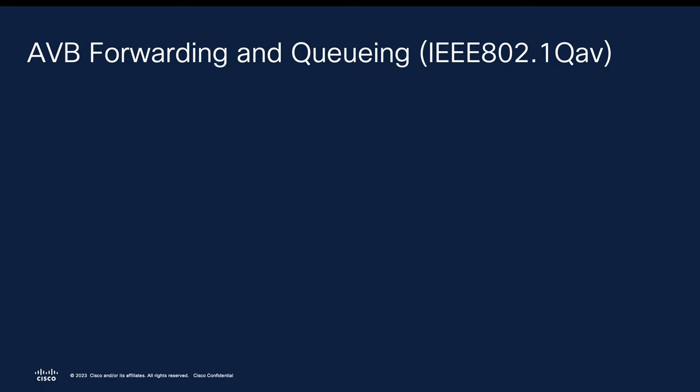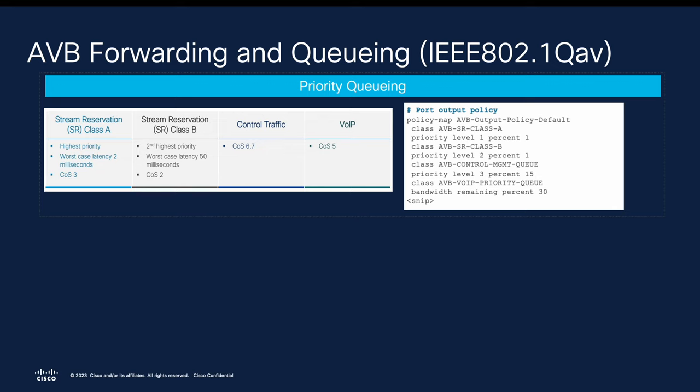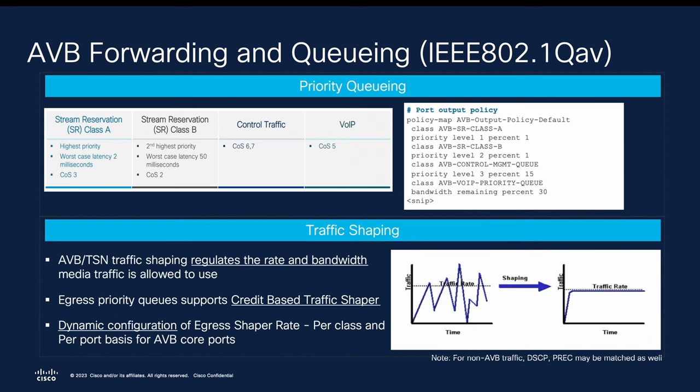Then lastly, we have the IEEE 802.1QAV standard, and this is the forwarding and queuing for time-sensitive streams, providing AV traffic scheduling capabilities for mainstream Ethernet and other network switches. This has the purpose of making sure that the AVB streams are prioritized and transmitted correctly across the AVB network. AVB endpoint devices can have predefined classes defined by the different vendors, and the AVB network will honor whatever those classes are. And then we get into traffic shaping, which helps regulate the rate and bandwidth media traffic is allowed to use.